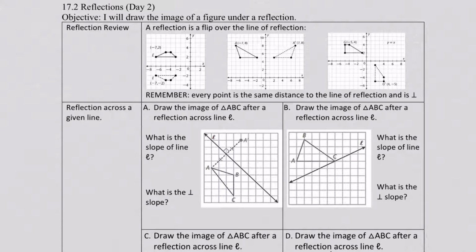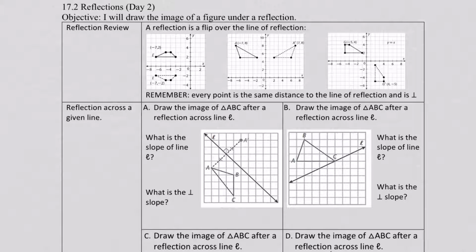Okay, this is section 7.2, continuation from yesterday. So day 2. We're going to work a little bit more on reflections, on finding the line of reflection, on actually doing the reflection of a shape over a line of reflection, and figuring out a lot of different things about that line of reflection once we find it.